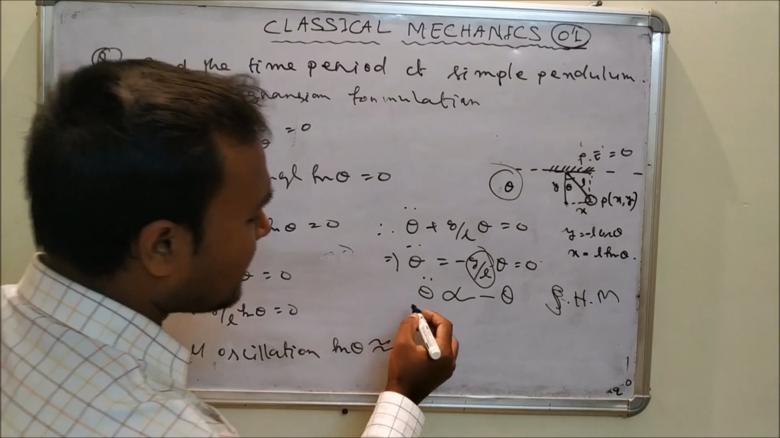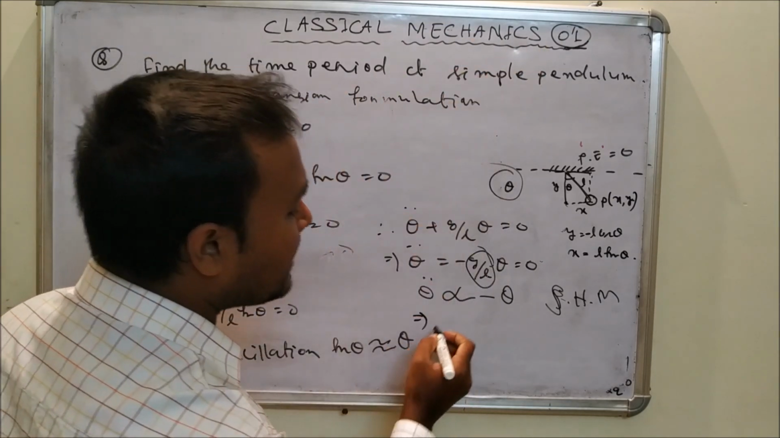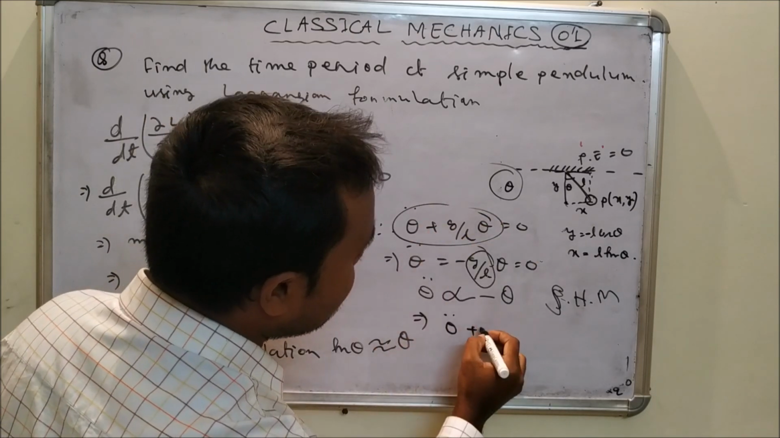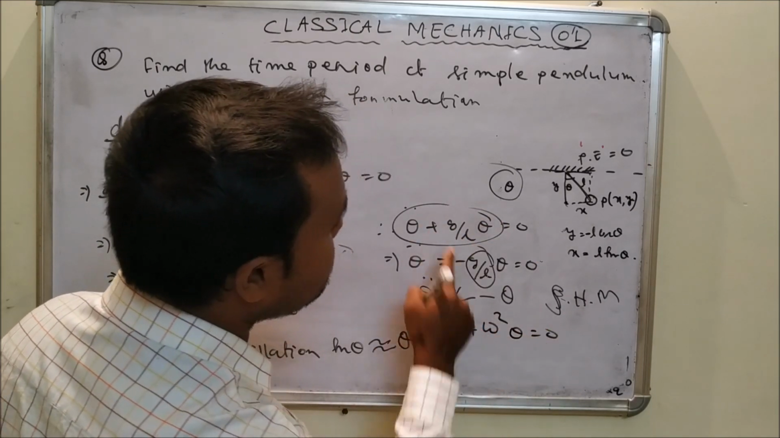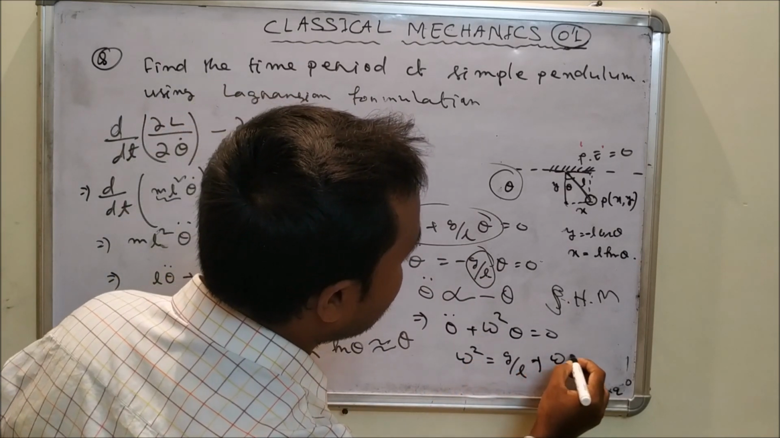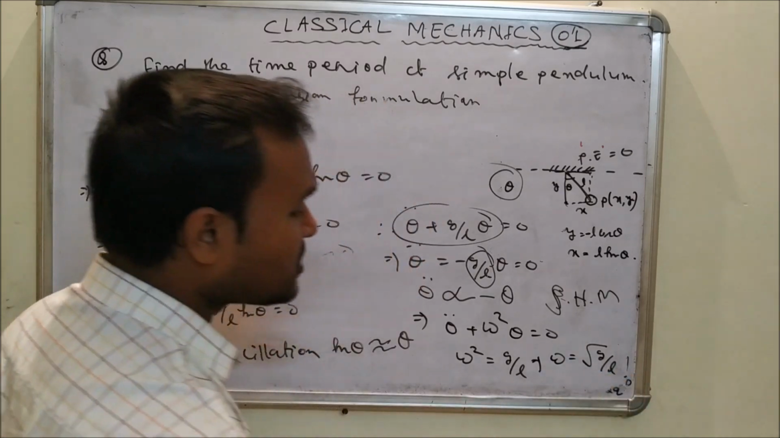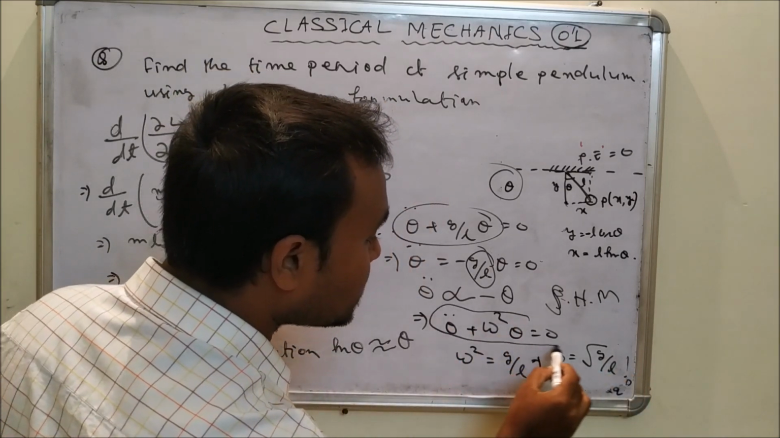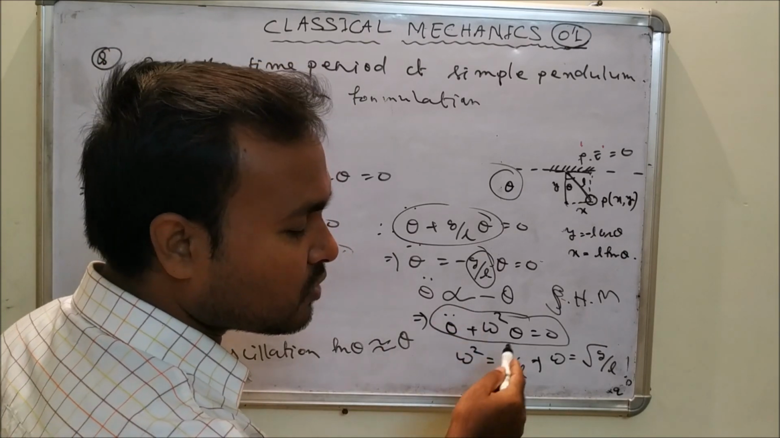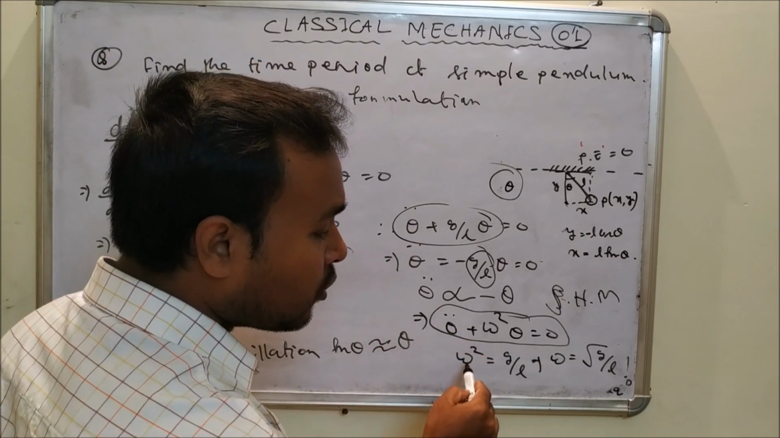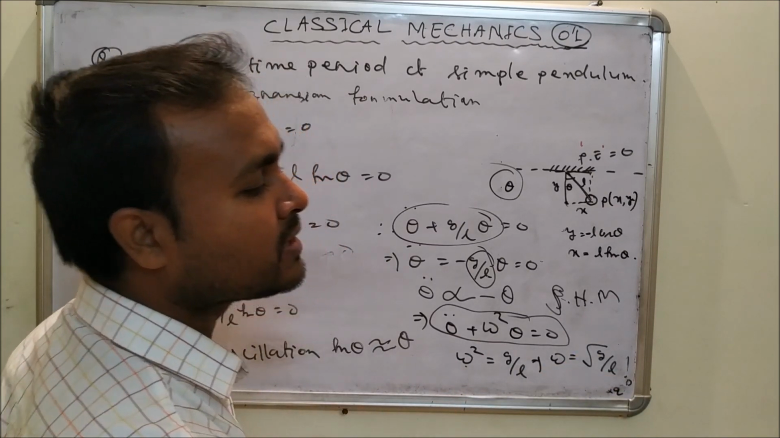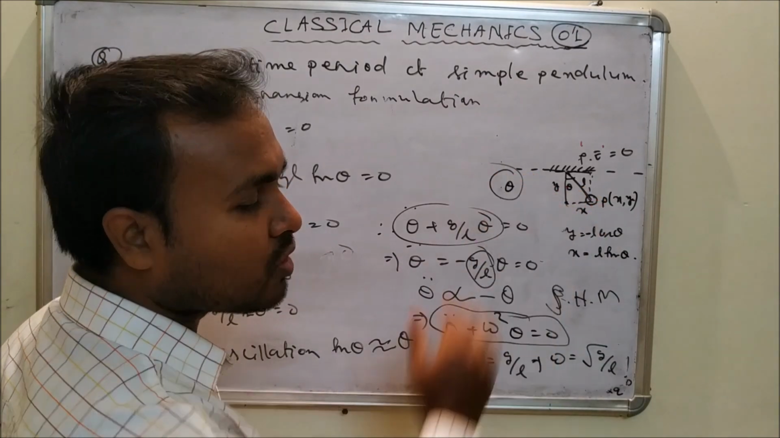Now our aim is to find out the time period. This θ double dot, if I put here ω² θ is equal to 0, where ω² is equal to g upon L and ω equal to under root g upon L. So see, this equation is a second order differential equation. You can solve this equation, right? So ω equal to under root g upon L represents the angular frequency of this oscillation.